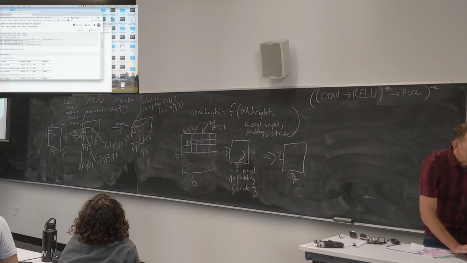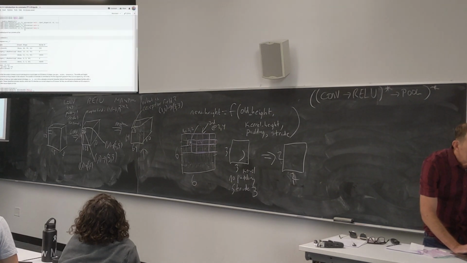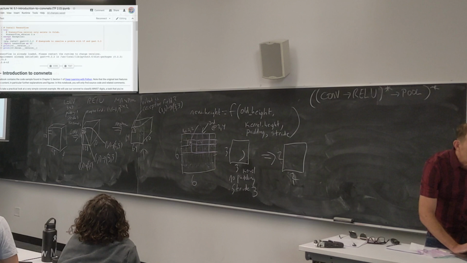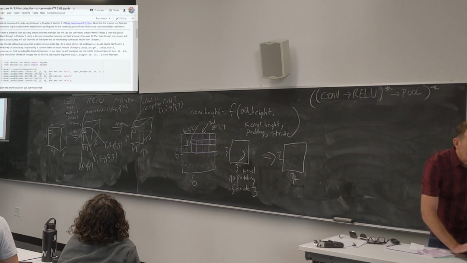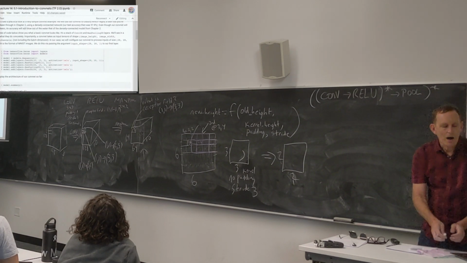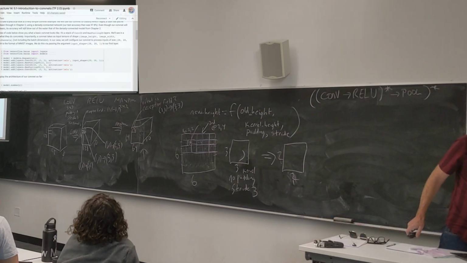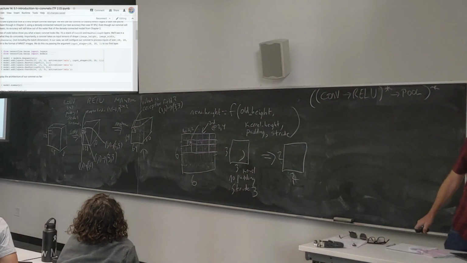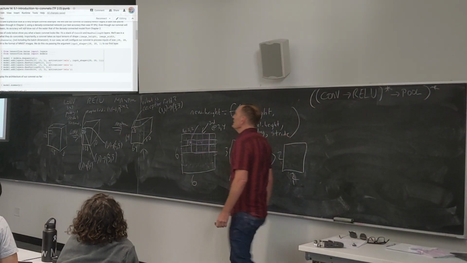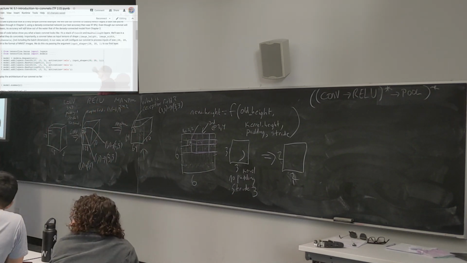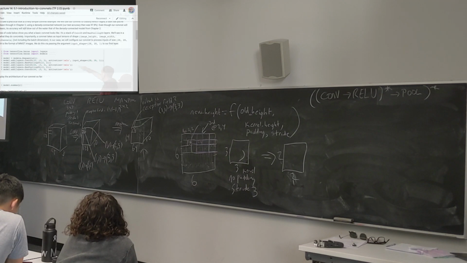So this is from the Chollet book 5.1. And there's some interesting things to talk about here. So this is our model that we're going to be using to recognize digits. All right, so we've got these very low resolution digits, 28 by 28. We are going to have a 2-dimensional convolution.